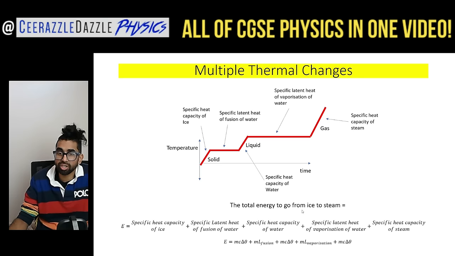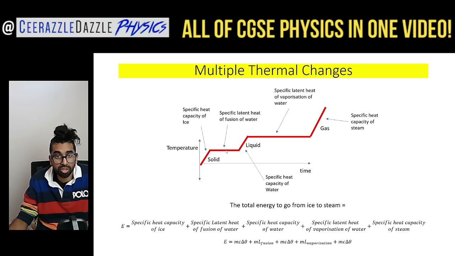The total energy to go from ice, let's just say we had ice, to steam. You need to add all the energies together. So you need some energy there, there, there, there, and there. So this bit will be the specific heat capacity of the ice because you're heating it up. And then this bit will be the specific latent heat of fusion of water. Then this will be the specific heat capacity of the water, yes, because you're heating it up. Then this one will be the specific latent heat of vaporization of water. And last of all, the specific heat capacity of the steam, this bit over here.